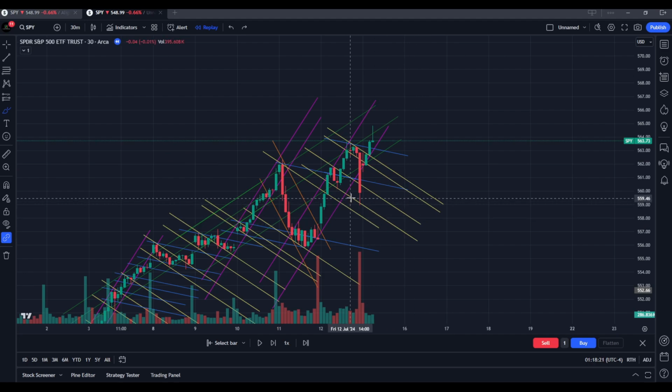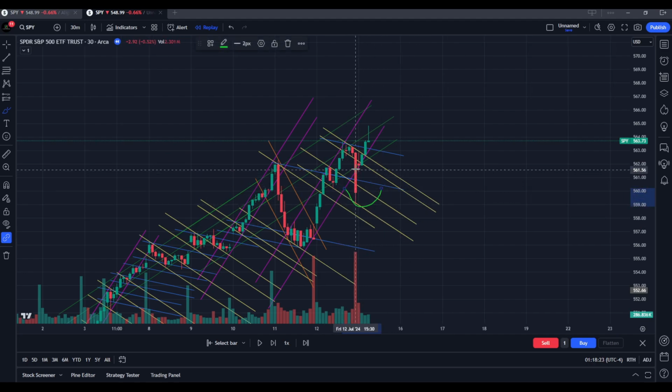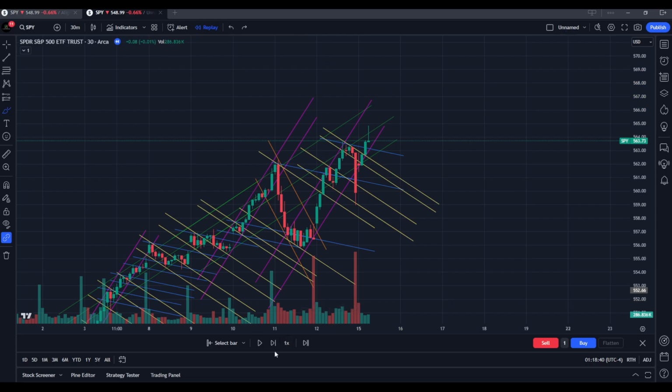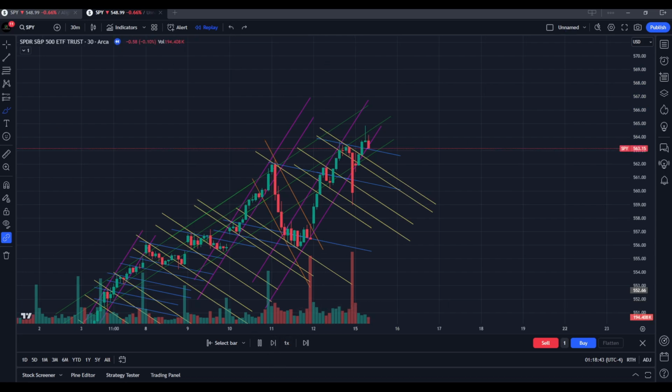Right there, you see it form that inverse head and shoulder within the yellow, and we're continuing to just break out, and we actually faked the breakout of this purple. You can see we get right back within, and now we are looking for it to continue up. So I'll press play and see how we continue moving.